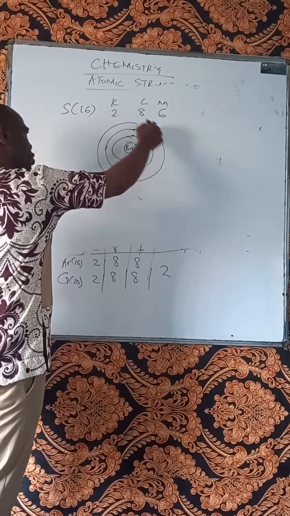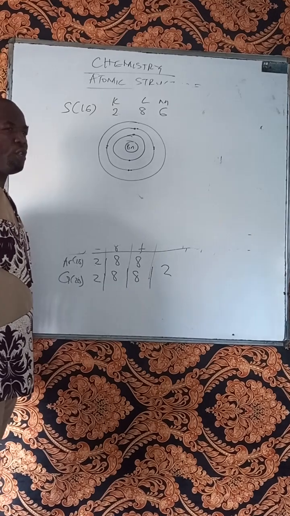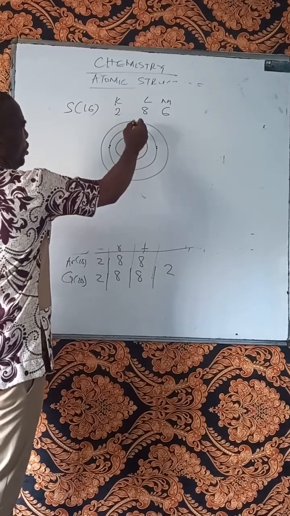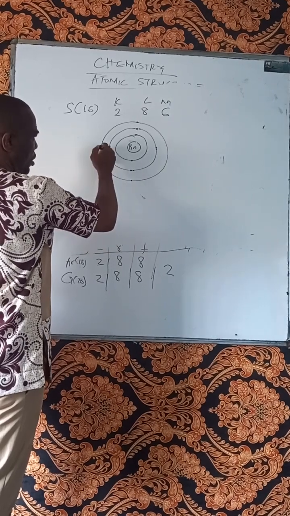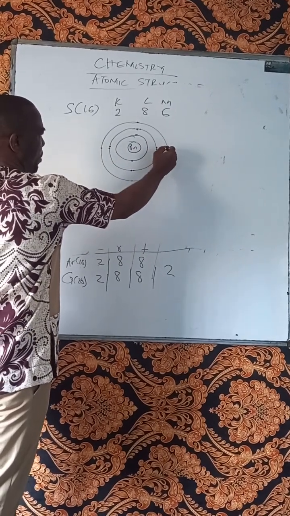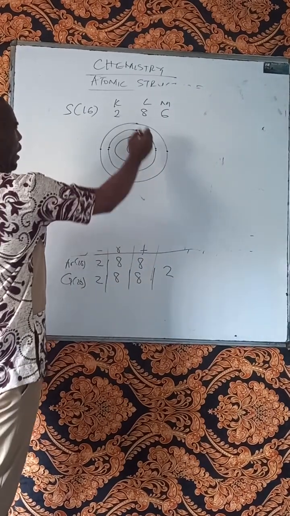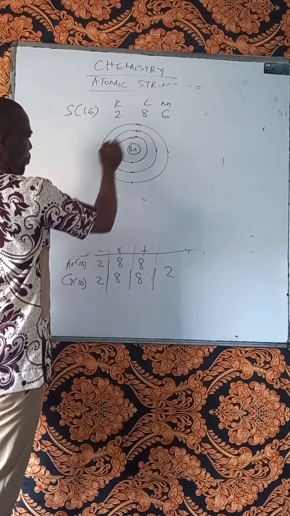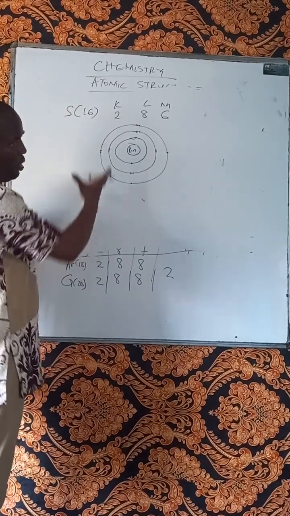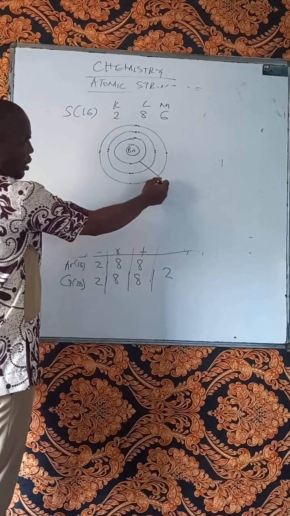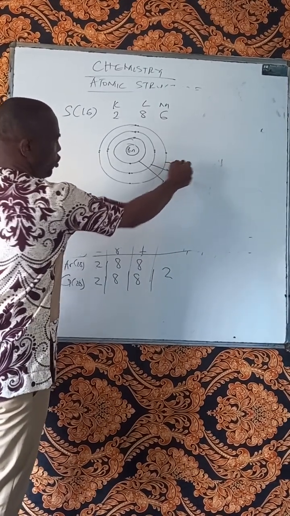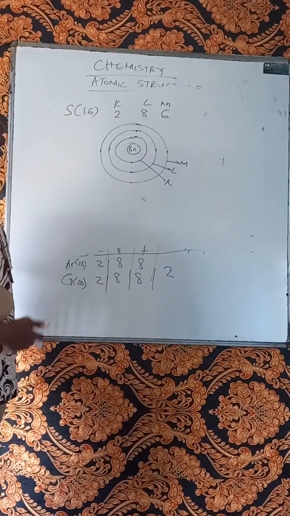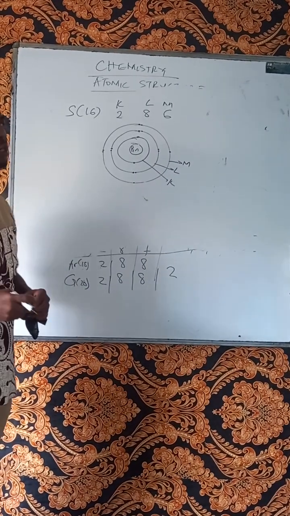Then the M shell has 6 electrons. Then also singly on the cardinal points: 1, 2, 3, 4. Remember, now I want to have 5. Use any point and pair, then 6. That is sulfur, K, L, and M. So you practice the remaining ones as you're looking at your notes.